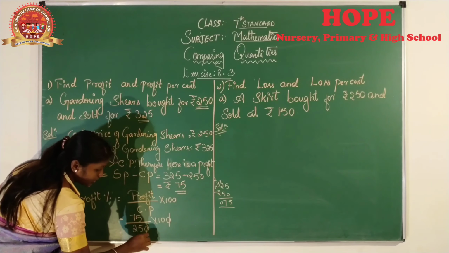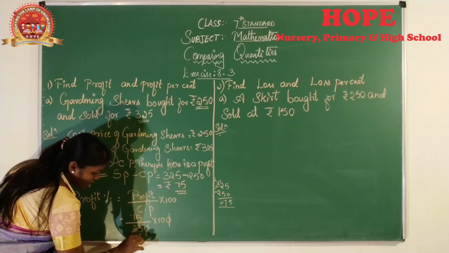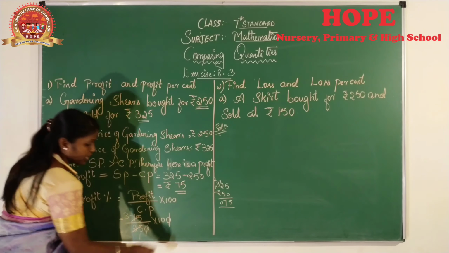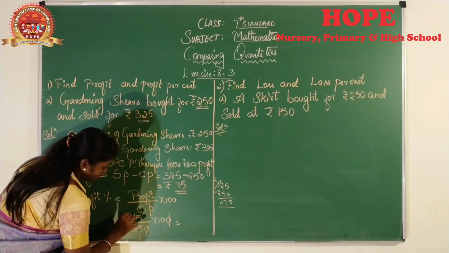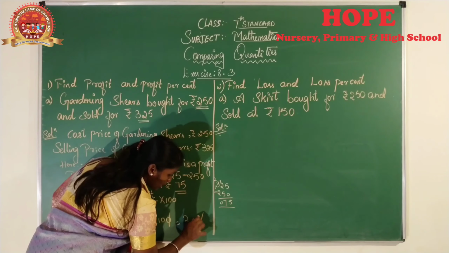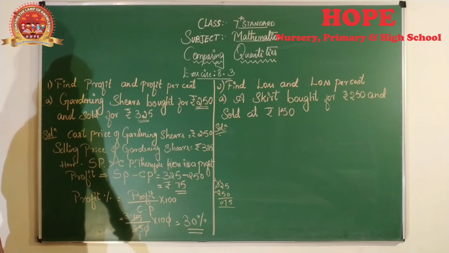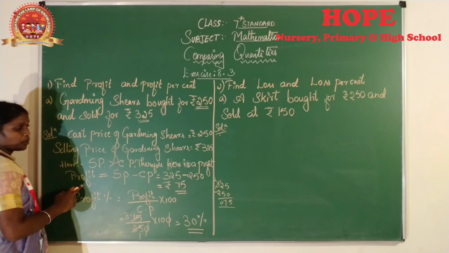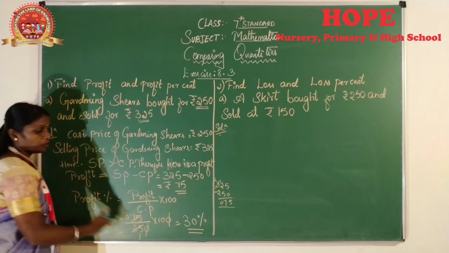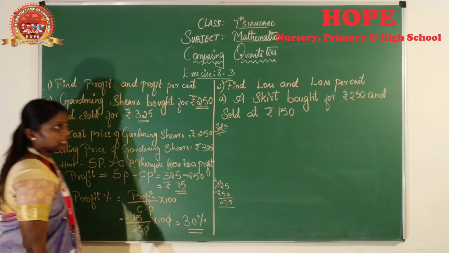This 0 and this 0 cancel out. Then 25 ones are 25, 25 threes are 75. Then 3 into 10 is nothing but 30. So there is a profit of 30%. Here we come to a conclusion: profit is rupees 75 and the profit percentage is 30%.